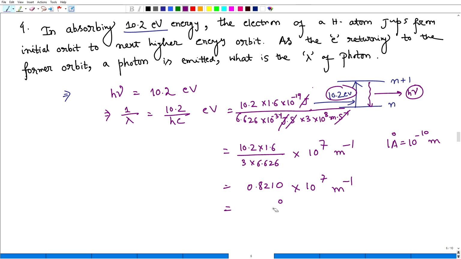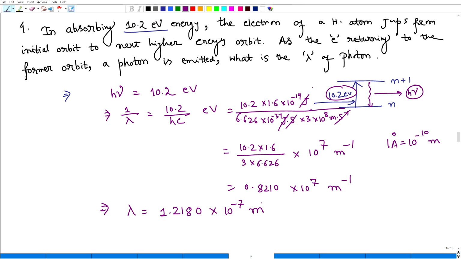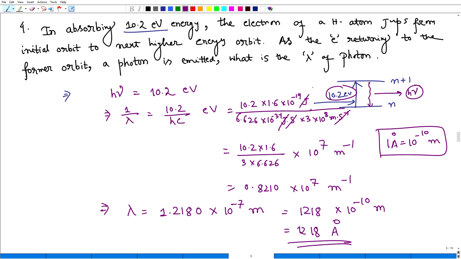Okay, no. Okay, there is a mistake. This is meter inverse, right? What was the value? It's 0.8210 into 10 to the power 7 meter inverse. Now we have to consider the lambda. We have to take the inverse. So it is 1 divided by 0.8210. Yes, it's actually 1.2180 into 10 to the power minus 7 meter. Now we have to convert it into Angstrom, so it will be into 10 to the power minus 10 meter. So this is the wavelength of the emitted photon.